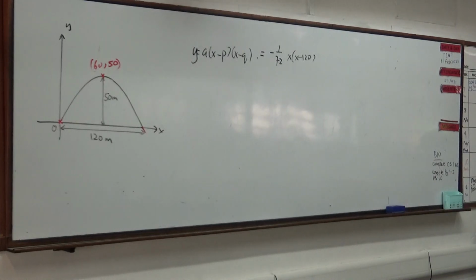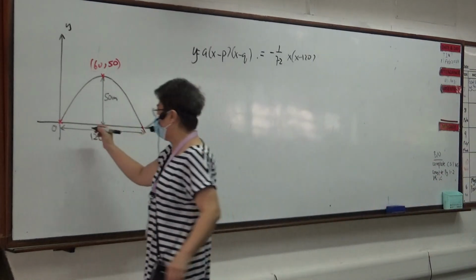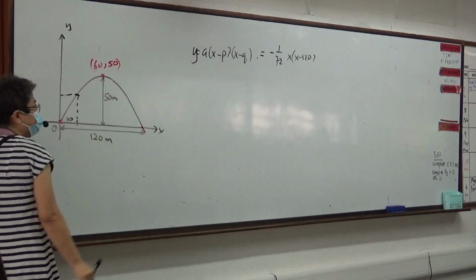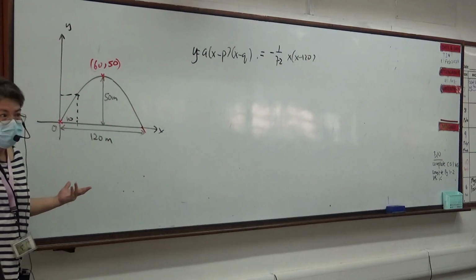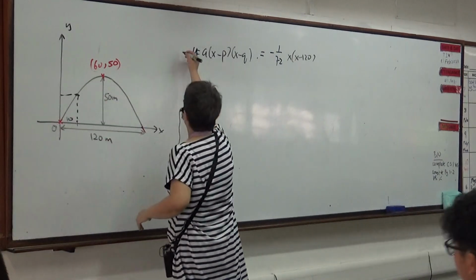A point on the arch is 10 meters horizontally from O. What is the height of the arch above the surface of the water at this point? That means I have a point that is 10 meters away. I want to find this height. So this one is easy, right? When you get the equation, then you can start. This is part 1.